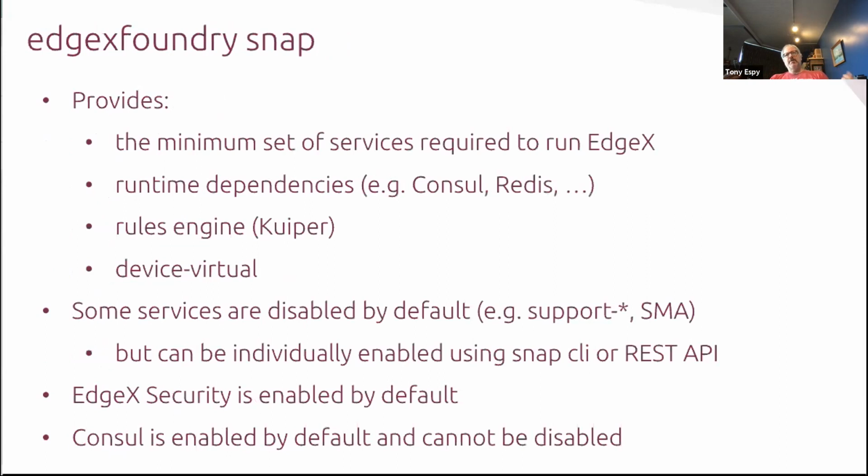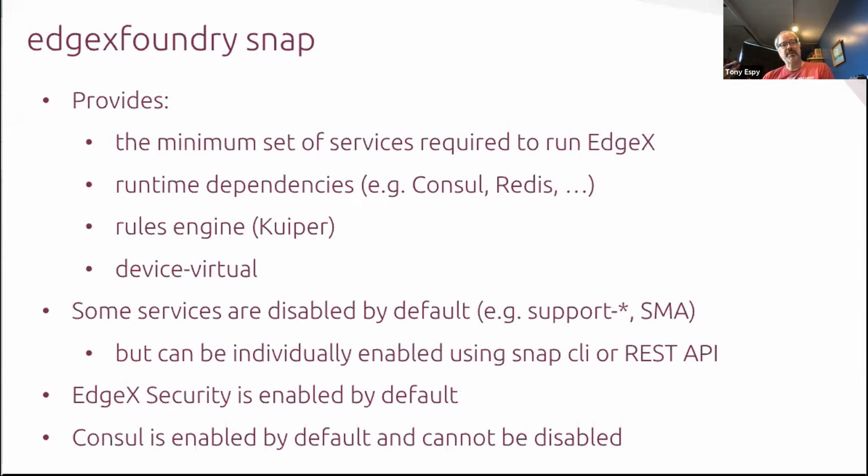So the EdgeX Foundry snap, as I mentioned earlier, snaps can provide multiple services, not a single service like is what's typically done with Docker. So the EdgeX Foundry snap provides the minimum set of services required to run EdgeX. Plain and simple, you can install it and you have EdgeX running on a machine. It includes all of the runtime dependencies. So this includes Consul, Redis, Kong, Vault. It includes the reference rules engine, which is Kuiper. And we actually also include app service configurable to front-end Kuiper within the snap. And finally, we include device virtual because, hey, if you're going to install EdgeX for the first time, the first thing you're going to do is play around with a virtual device service. So we decided to include that in the main snap. So it's already there and you don't have to run another command to get it.